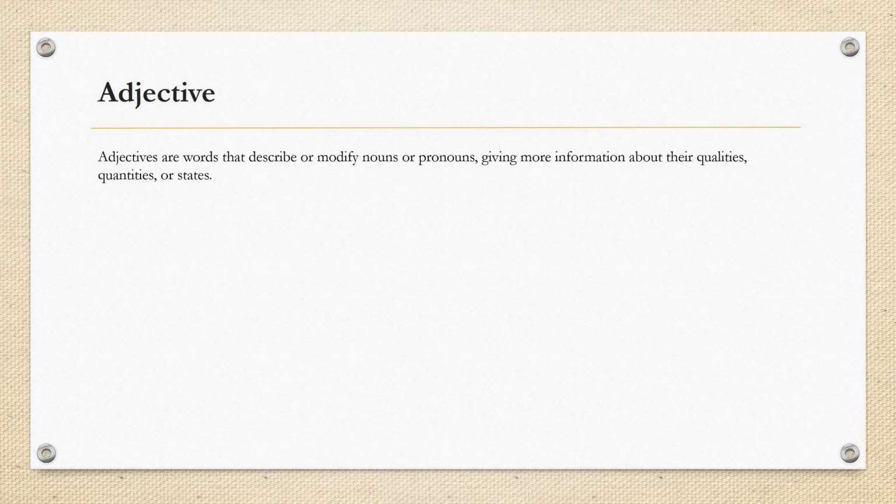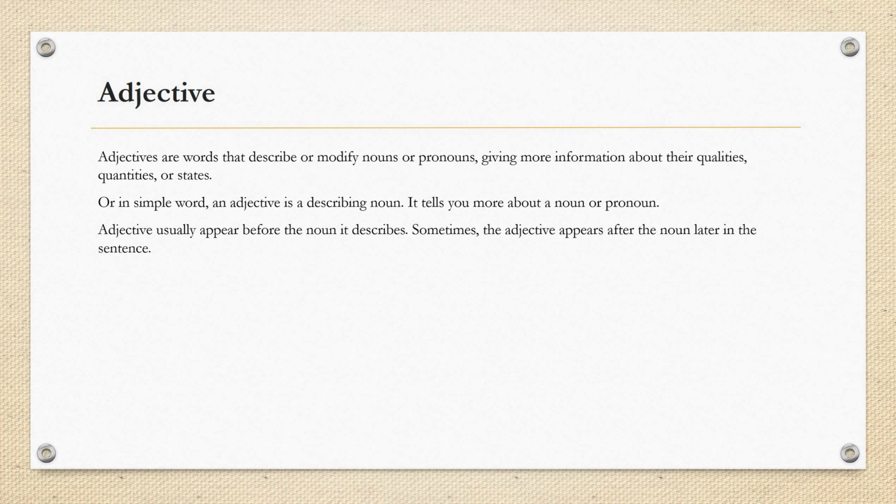Adjectives. Adjectives are words that describe or modify nouns or pronouns, giving more information about their qualities, quantities, or states. Or in simple words, an adjective is a describing word. It tells you more about a noun or pronoun. Adjectives usually appear before the noun they describe. Sometimes the adjective appears after the noun later in the sentence. Example: there is a tall man in the shop. Tall is describing the man who is in the shop. Paris is very quiet today.